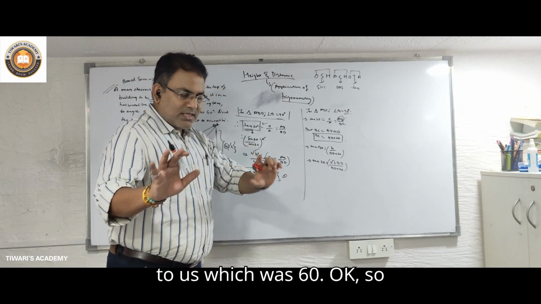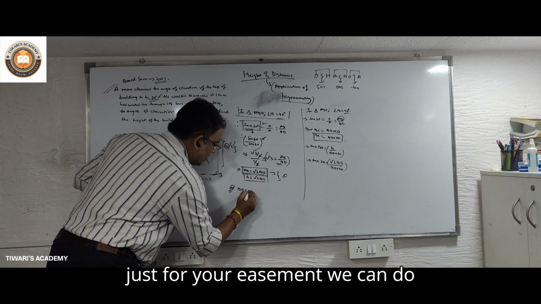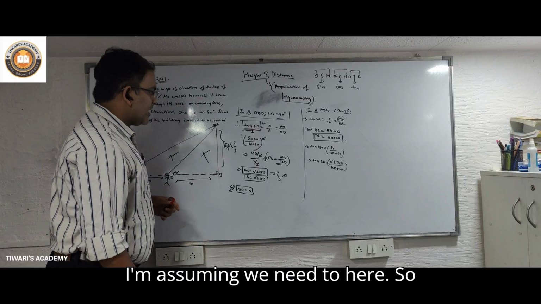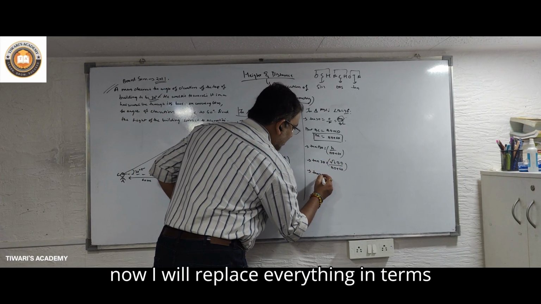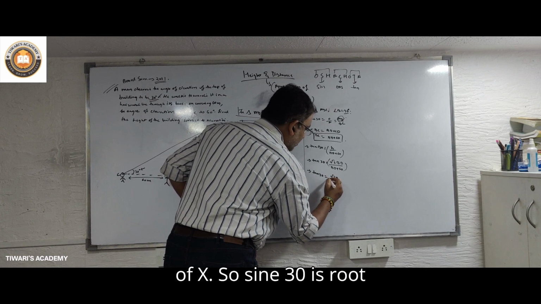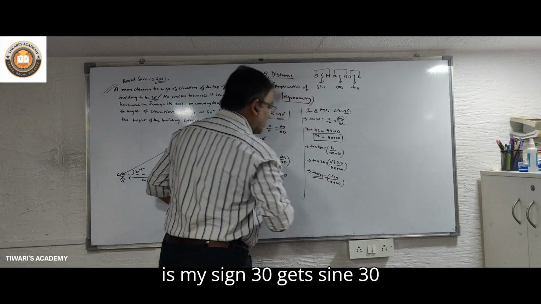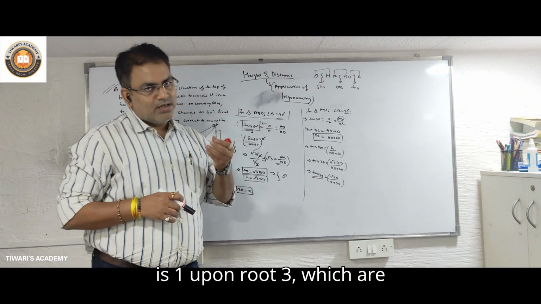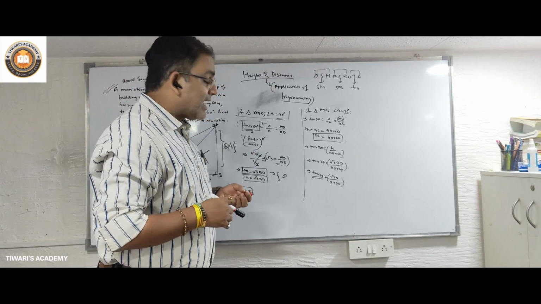Okay, so just for your ease, we can do let BD be X. So I am assuming BD to be X. So now I will replace everything in terms of X. So sine 30 is root 3x upon x plus 60. Now what is my sine 30? It's 1 upon root 3, which is the exact value of tan 30.